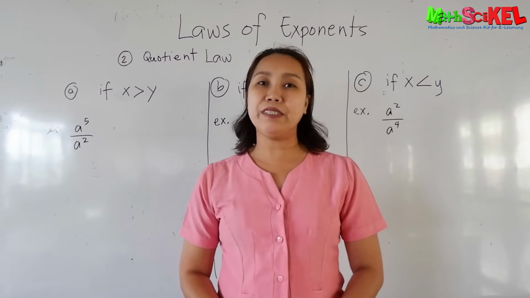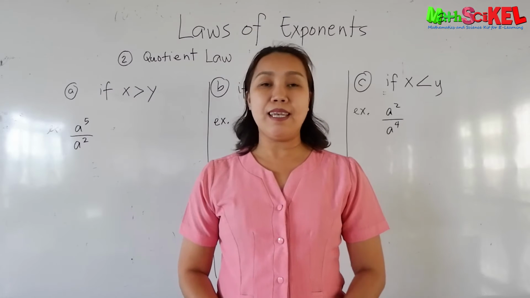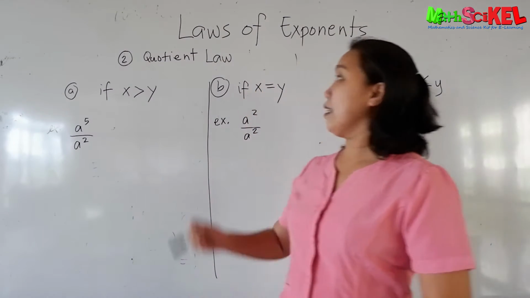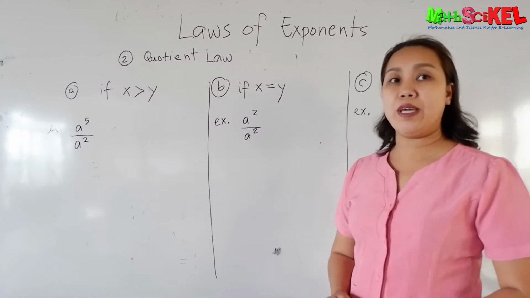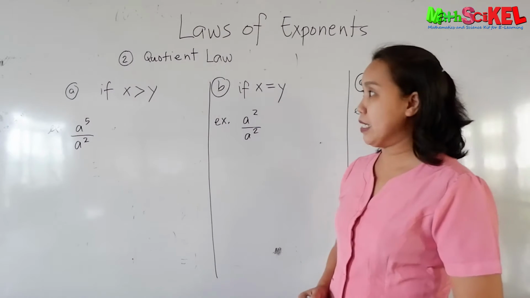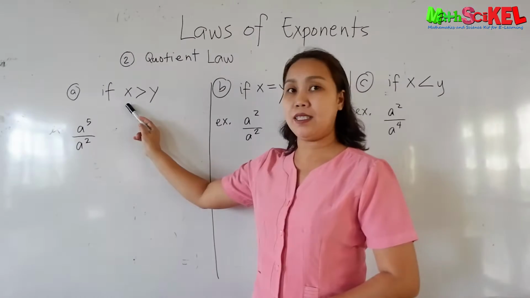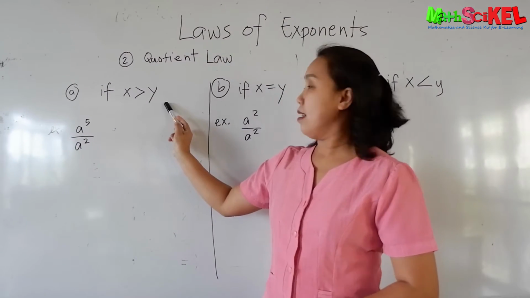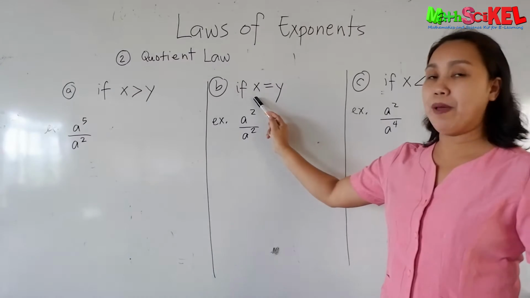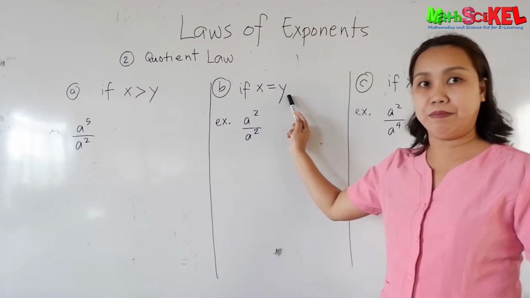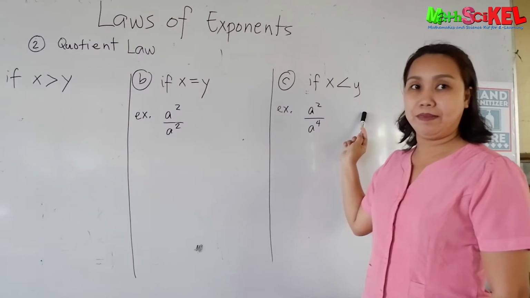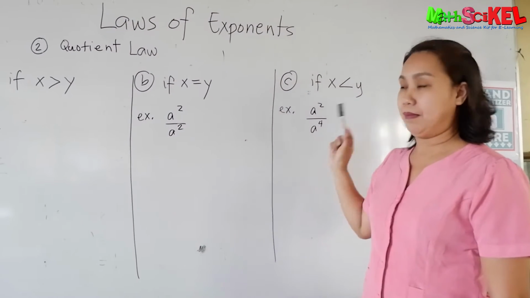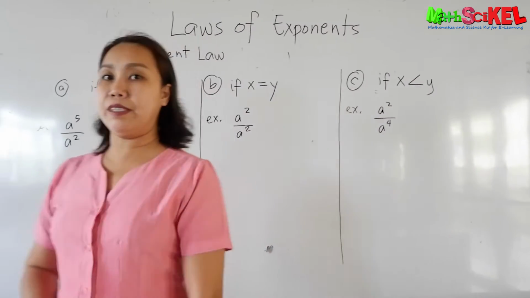Now, let's take a look at the second law of exponent. Let us apply the quotient law. As you can see in our quotient law, we have 3 conditions. First, if the value of x is greater than y. Second, if the values of x and y are the same. And third, if x is less than y. Now, let's have the first condition.